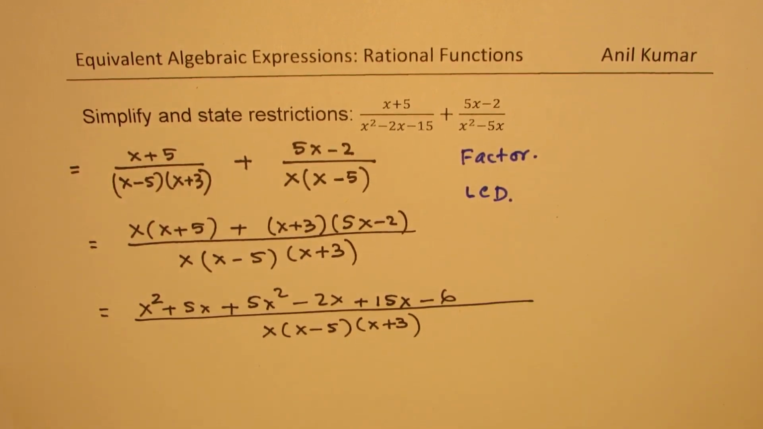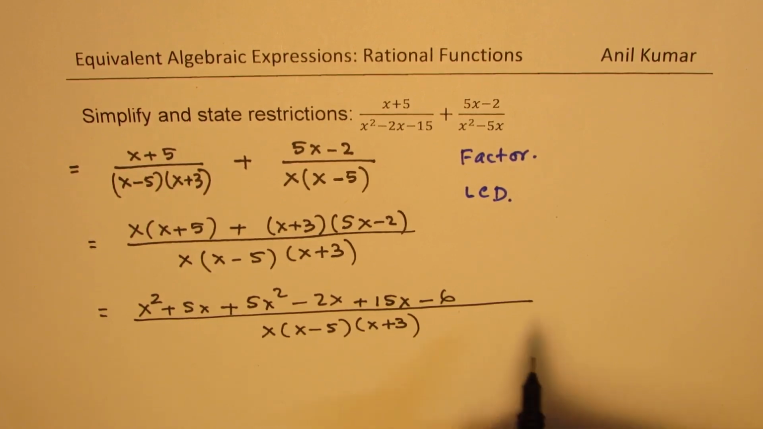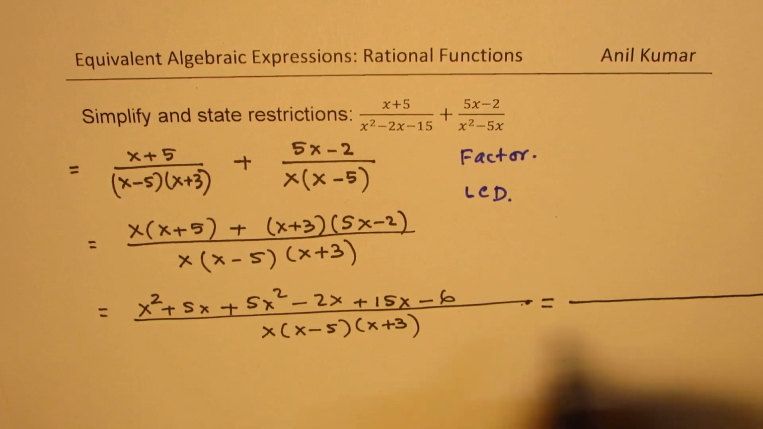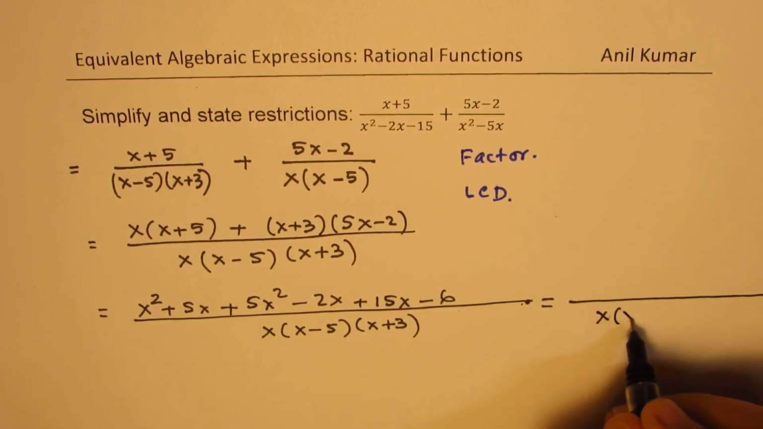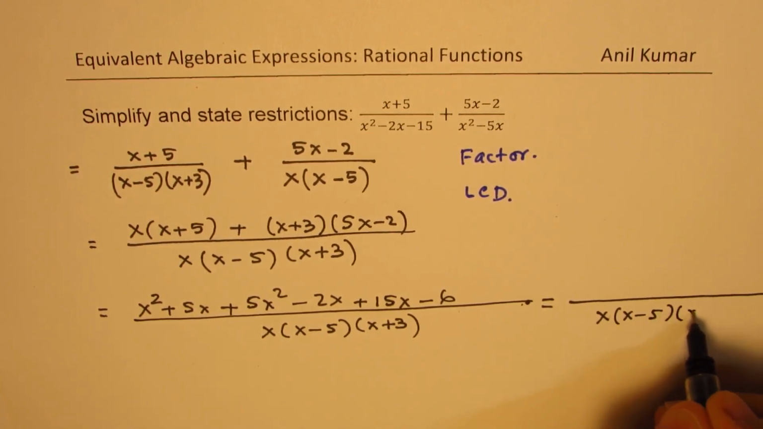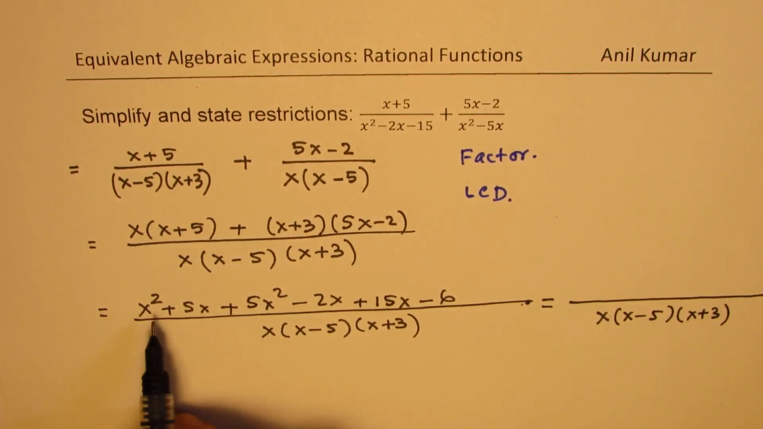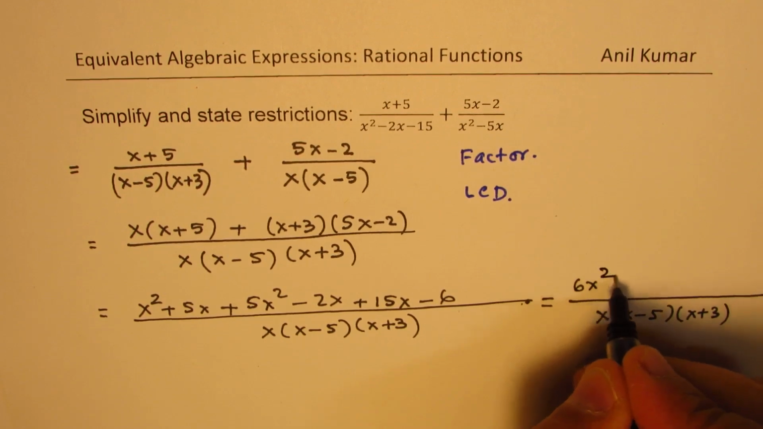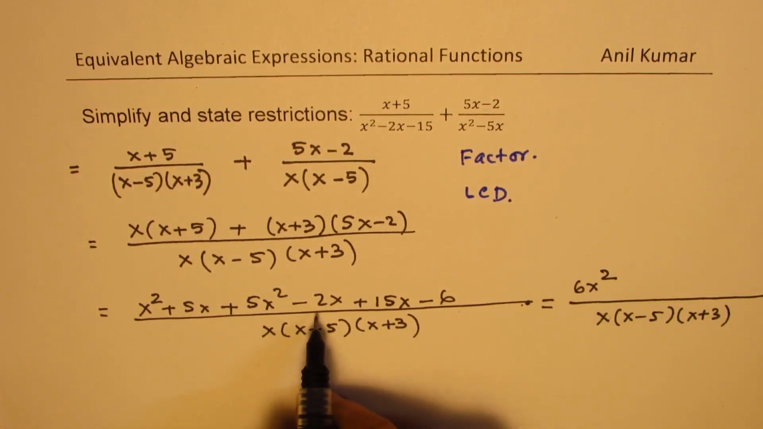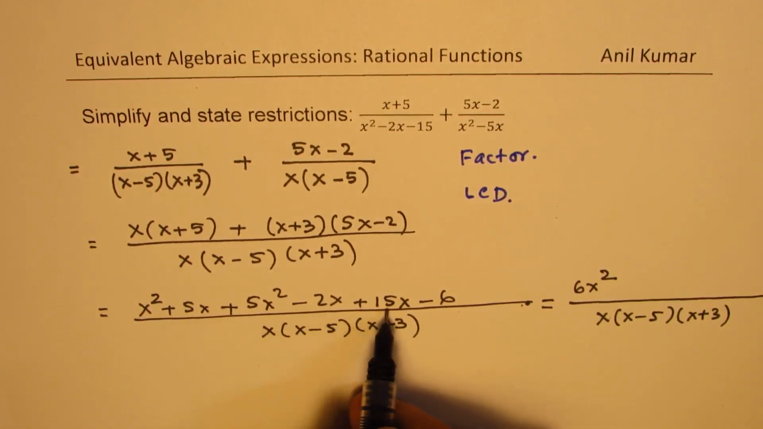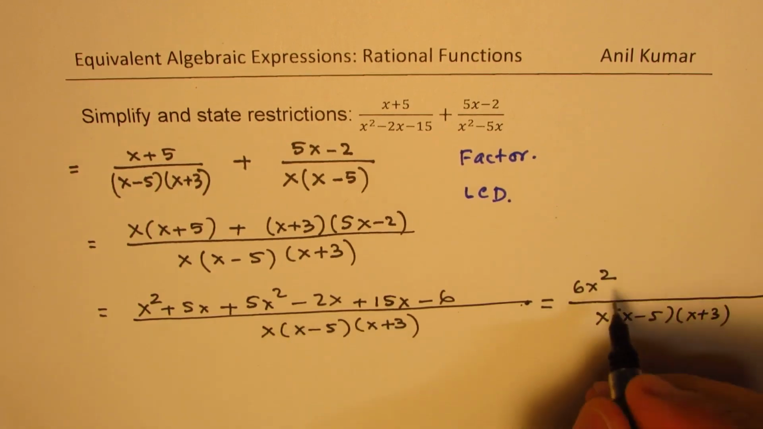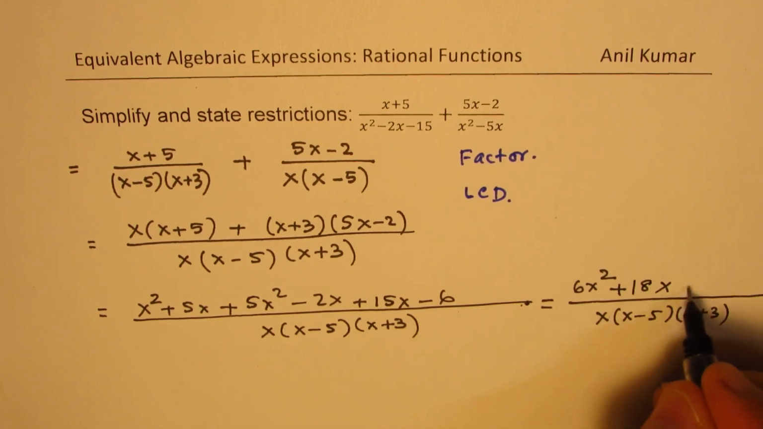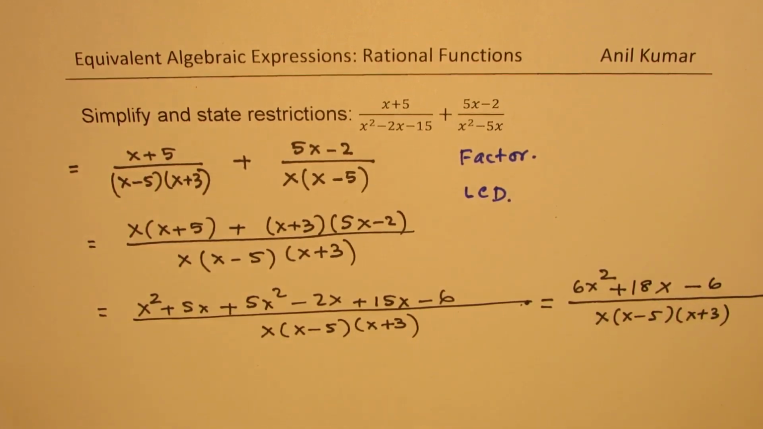Now that is what we get. We can now combine the like terms, okay? So let's write this as combining the like terms. The denominator here is x times (x minus 5) times (x plus 3). As far as x squared is concerned, we get 6x squared. 5x minus, well, 5 plus 15 is 20. Take away 2 is plus 18x. The number is minus 6. So that is what we get, right?